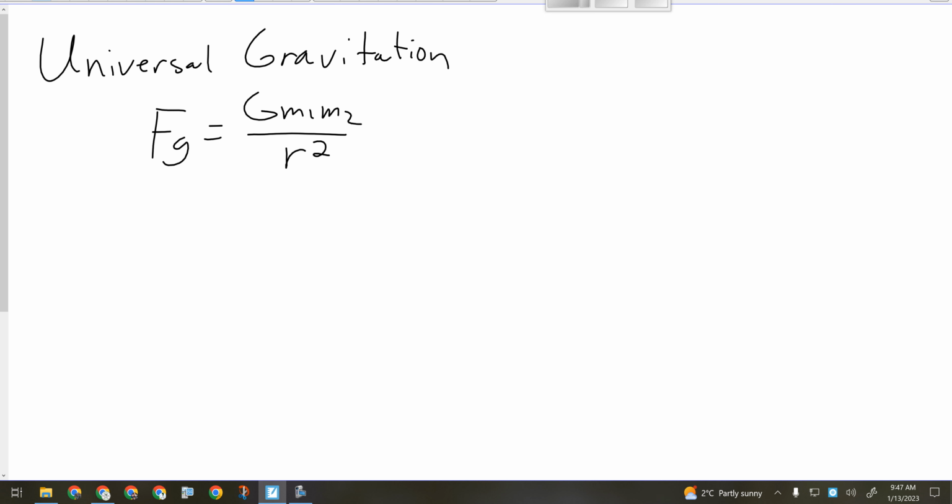Probably not going to have a universal gravitation problem for its own sake, but it is part of other problems. What other kind of problems is that part of? Satellite motion questions. That's the next thing we talk about.